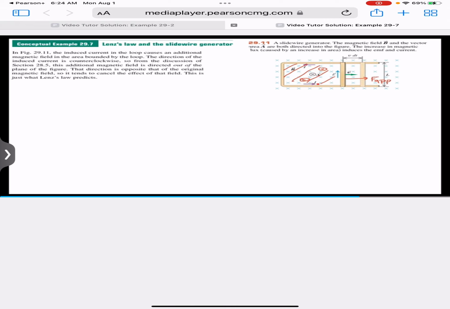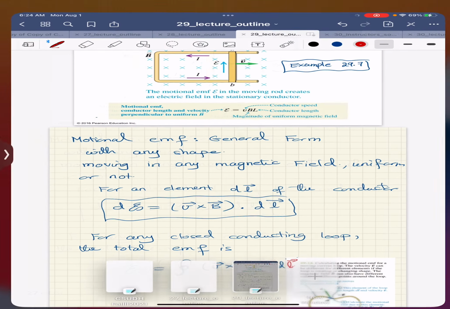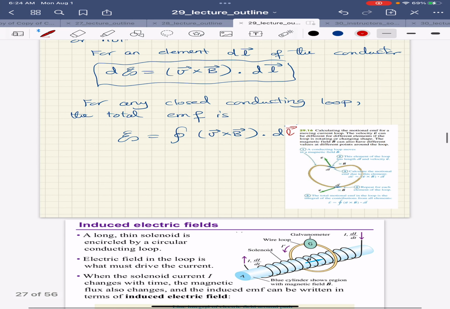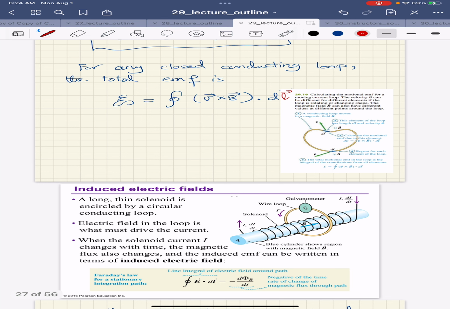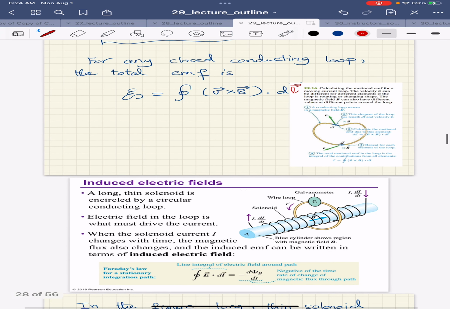The effect of this magnetic field is to counteract some of the increasing flux into the page. This is the basis of Lenz's law, and it's the argument used to determine the direction of the induced EMF and the direction of the current flow. And this ends conceptual example 29.7. All right, this is the conceptual example of Lenz's law. I will stop here and post another video.